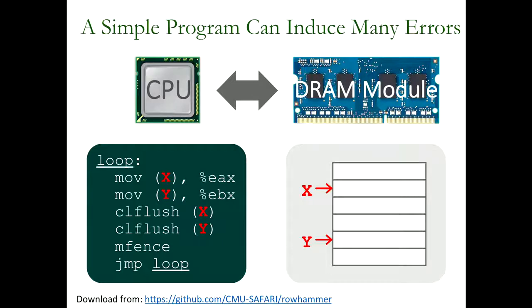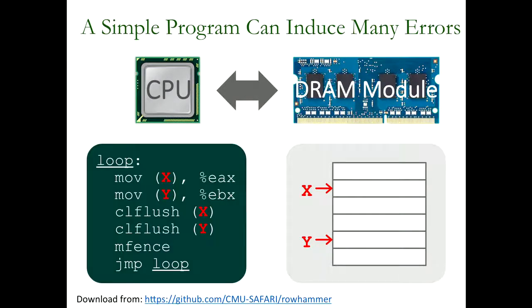You can actually download this from my group's GitHub. It's a very small assembly code. You don't need to understand everything that's going on here. Again, by the end of the course, hopefully you will be able to understand this. But you can download this, and what this program does is it basically ensures that accesses to X and Y go to two different rows, and you keep activating them in an interleaved manner, basically.